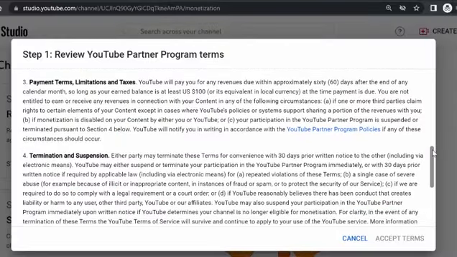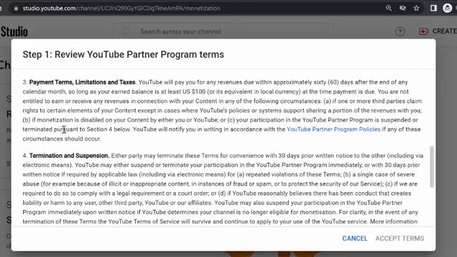Okay. Payment terms, limitations, and taxes. YouTube will pay you for any revenues due within approximately 60 days after the end of any calendar month, so long as your earned balance is at least $100 or its equivalent in local currency at the time payment is due. You are not entitled to earn or receive any revenues in connection with your content in any of the following circumstances. A. If one or more third-party claim rights to certain elements of your content, except in the case where YouTube policies or systems support sharing a portion of the revenues with you.